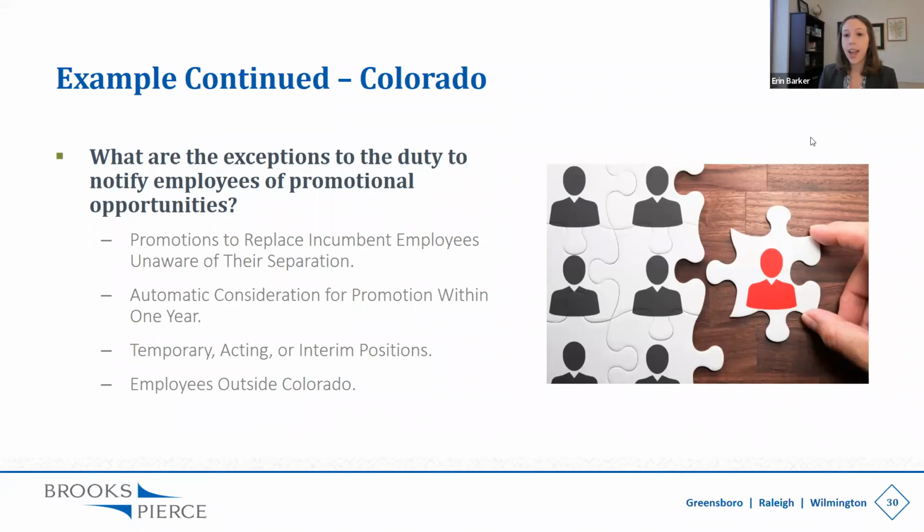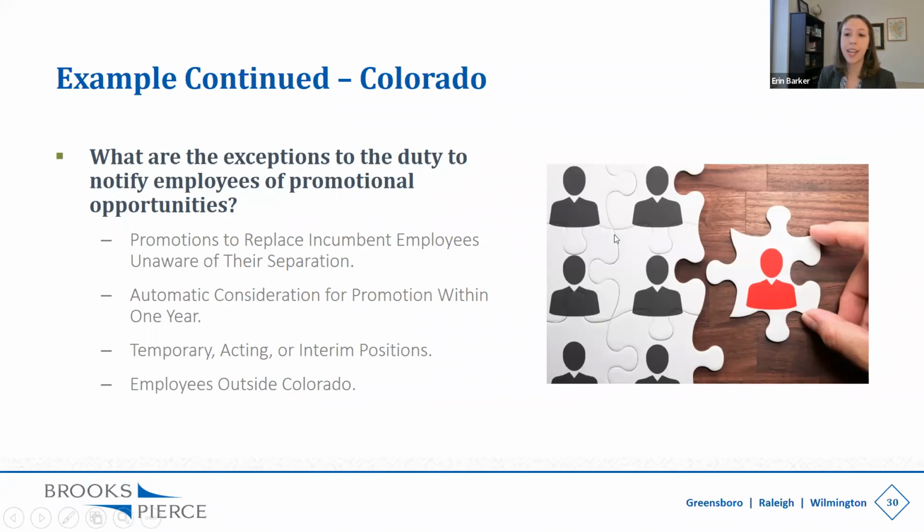So say you hire people and in their employment offer or their employment agreement, it's in writing that, if you satisfy X, Y, and Z requirements, you will be eligible automatically for a promotion to this next tier position within the year. That's accepted. You don't have to notify Colorado employees of those promotional opportunities. There's exceptions for temporary, acting, or interim positions. So positions that last up to 6 months long, essentially, you don't have to provide notice of these opportunities.